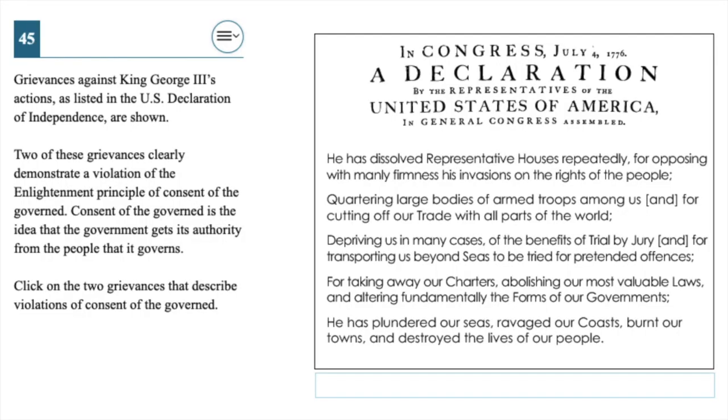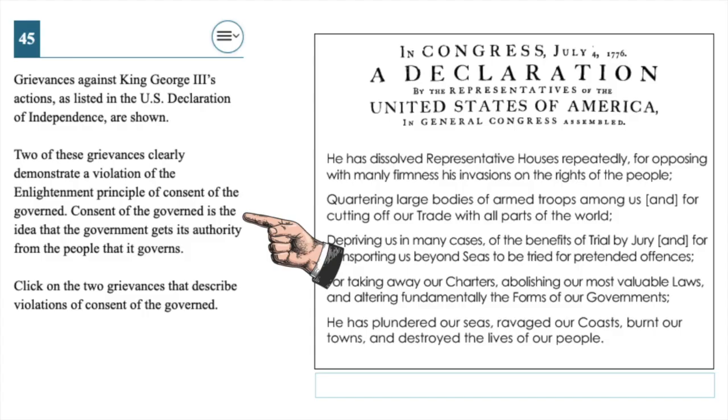And lastly, we are going to look again at some grievances, looking at some excerpts from the Declaration. Two of these grievances clearly demonstrate a violation of the Enlightenment principle of consent of the governed. On a lot of questions, they will provide you with some definition, some context, and some clarifications. In this question, they give you a really good description of the term consent of the governed, the idea that the government gets its authority from the people that it governs. So we're going to click on the two grievances that describe violations of consent of the governed.